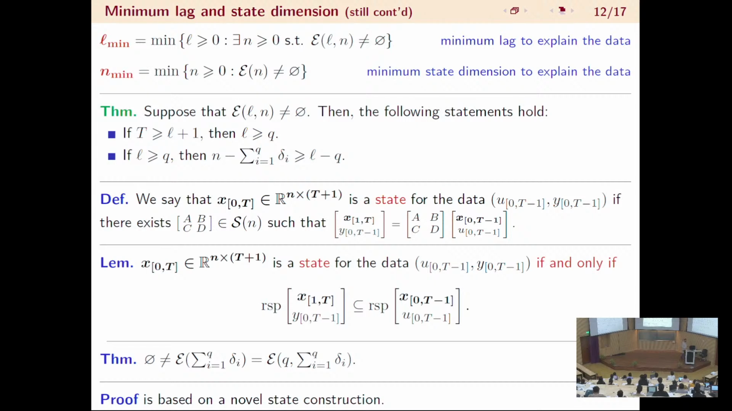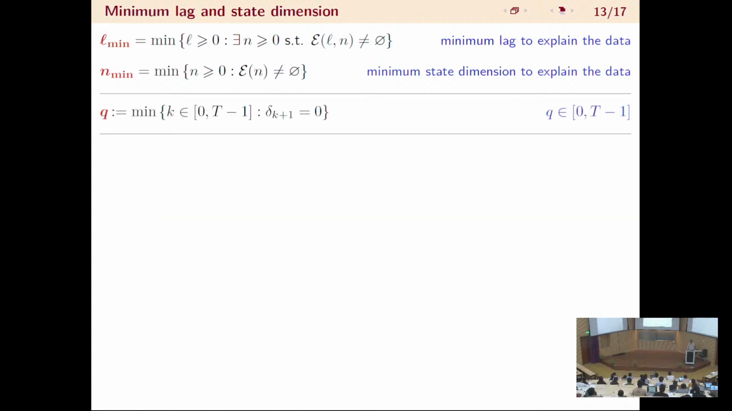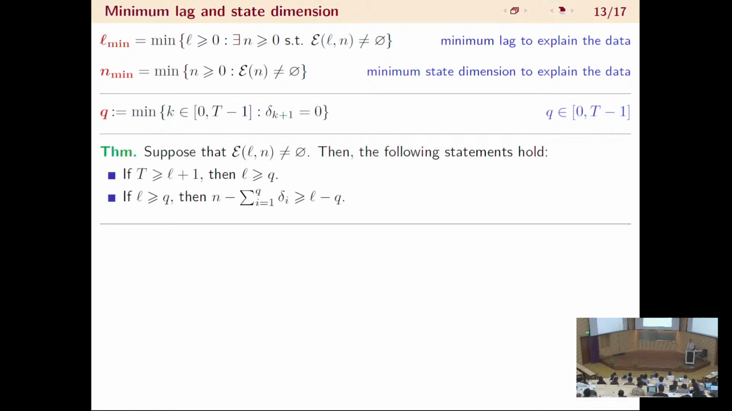Okay? But when I started the discussion, I said I want to characterize L min and N min, and I introduced delta integers, I introduced Q. There are these inequalities, and now I know something about explaining systems. There is an explaining system with that many states, for instance. What about L min and N min? This is the definition of Q. These are the inequalities we have. And then we know there is an explaining system with that many states and leg Q.